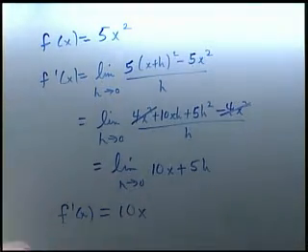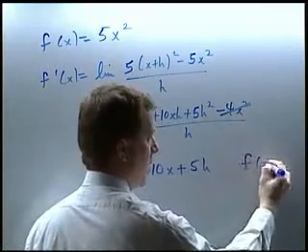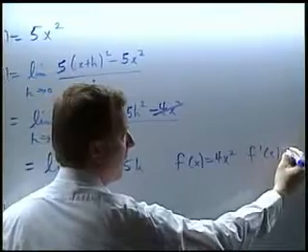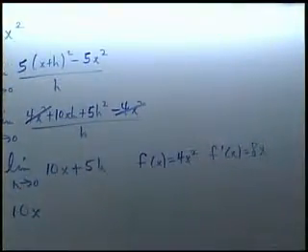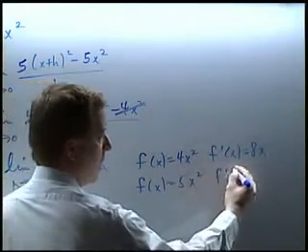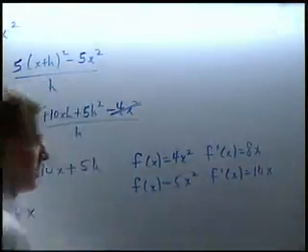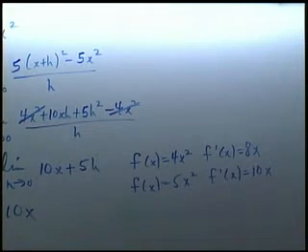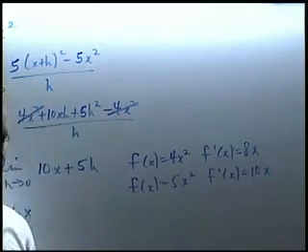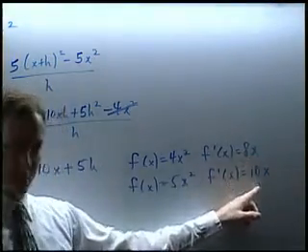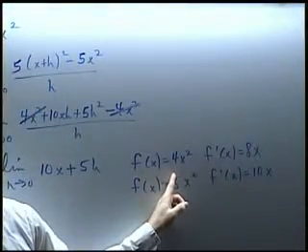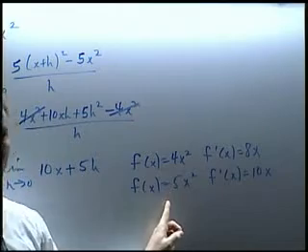So let me write both of them down, and let's see if we can recognize the pattern here. For the original function of 4x squared, we came up with 8x as its derivative. And for the function 5x squared, we came up with 10x. What is the pattern? How am I getting these numbers exactly? How did I get the 8? Well, I took 2 times 4. How did I get the 10? Well, I took 2 times 5.